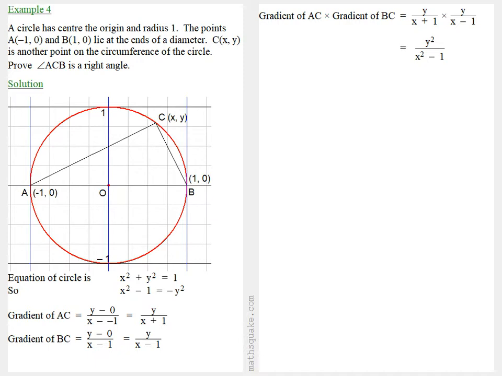But we've just shown that x squared minus 1 is minus y squared. So the product is y squared over minus y squared, which is equal to minus 1. Now if two gradients multiply to make minus 1, they're perpendicular. So AC is perpendicular to BC, and the angle ACB is equal to 90 degrees. It's a right angle.